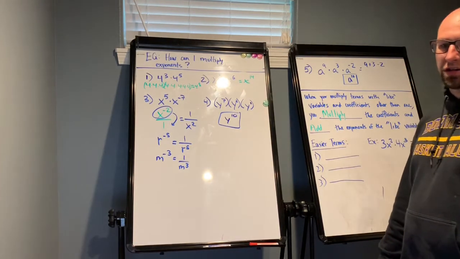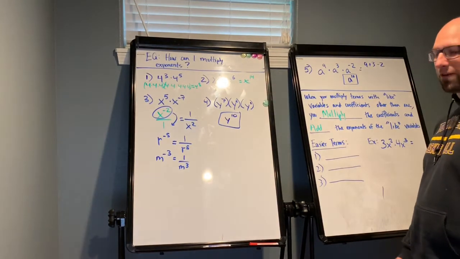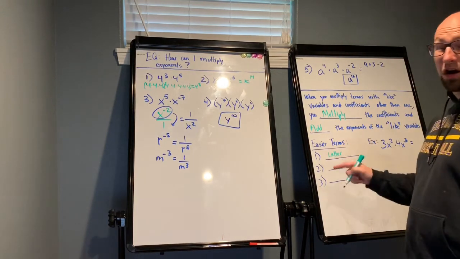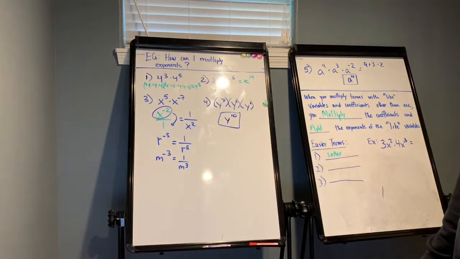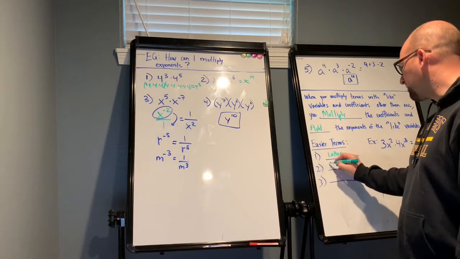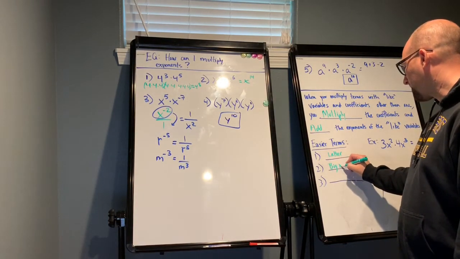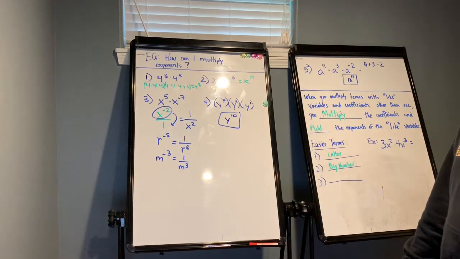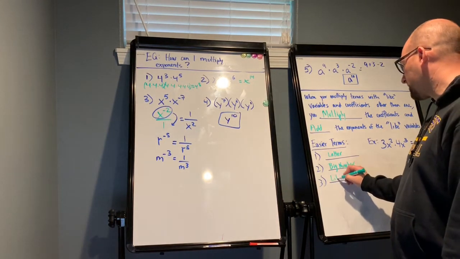So in easier terms, we're going to make sure they have the same variable. That's the letter. So on your notes, that's what we're doing. Number 2, we multiply the coefficients. That's the big number. And then we add the exponents. The exponents is the little number.